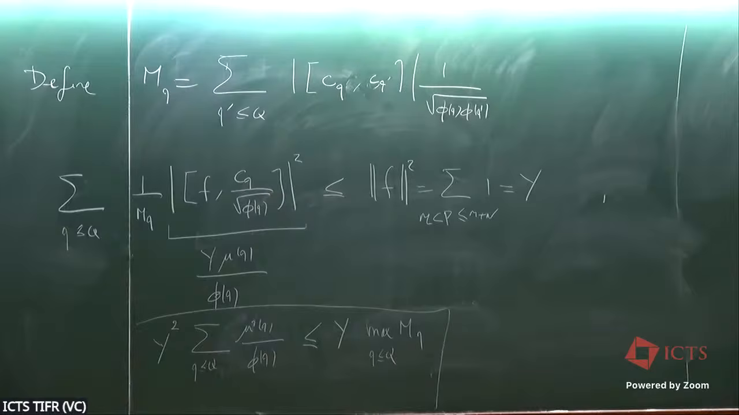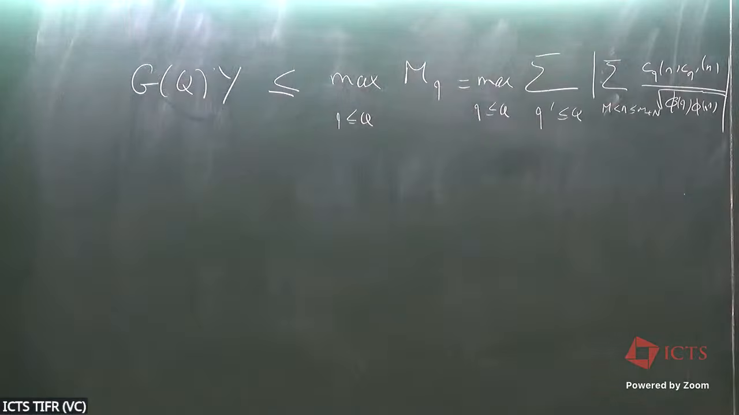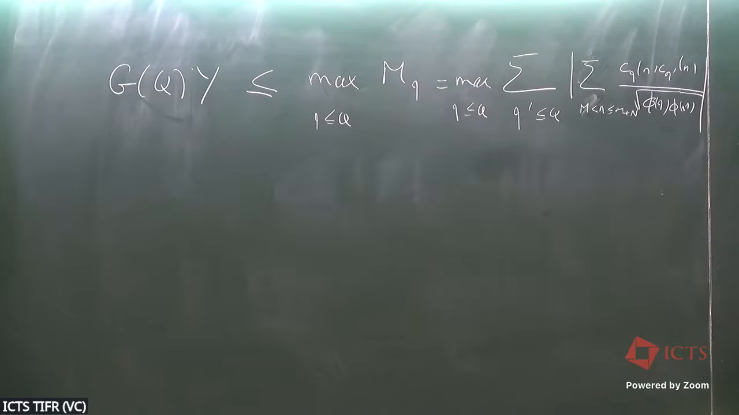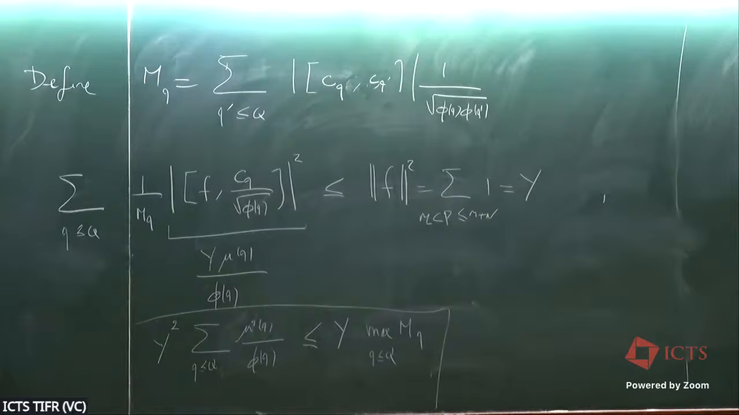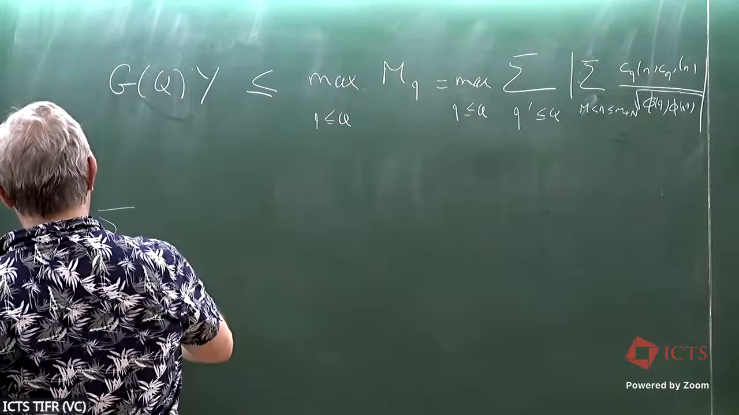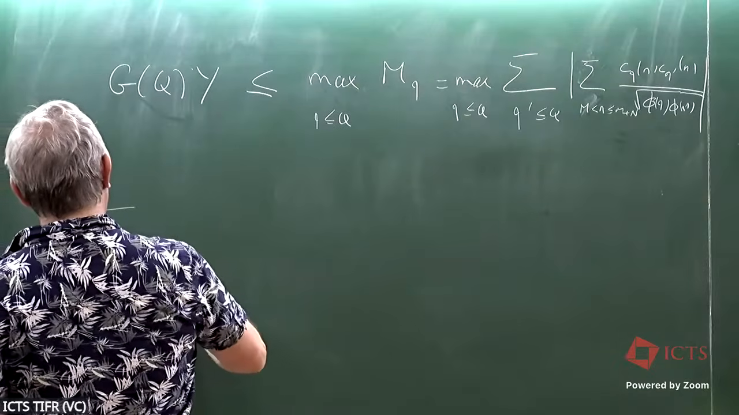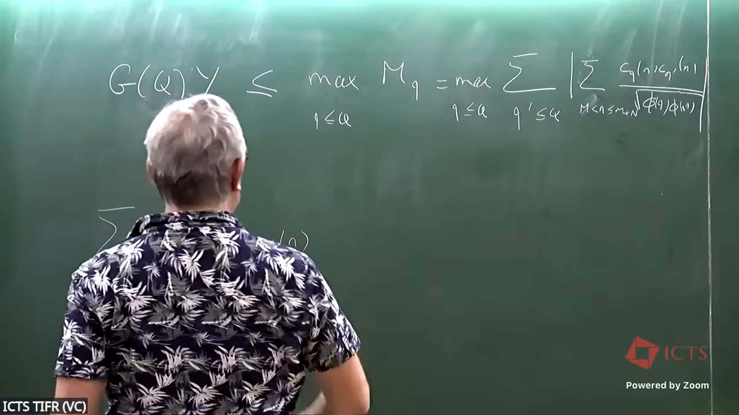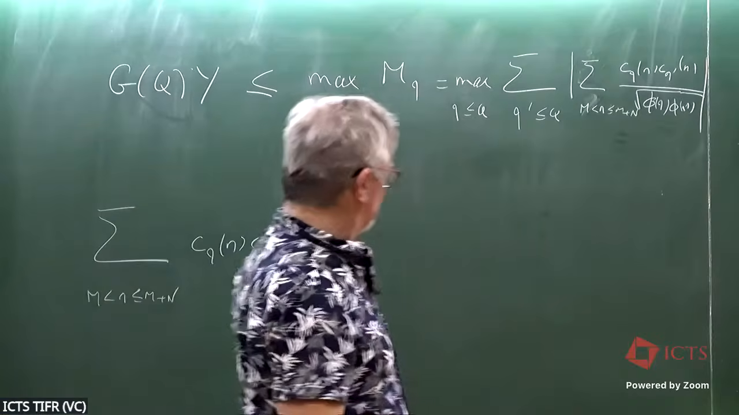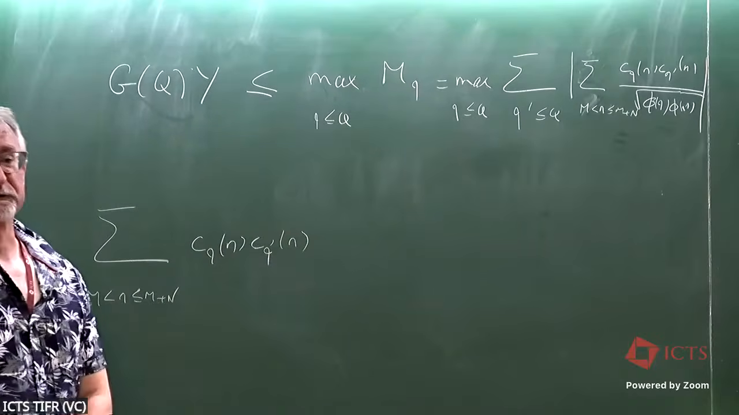And this one, when Q equals Q prime, is going to be equal to n. What did I do? No, I made a mistake. Sorry. No, it's okay. So what can you say about this one? The sum over the interval m to m plus n of CQ of n, CQ prime of n, the scalar product of my two things.